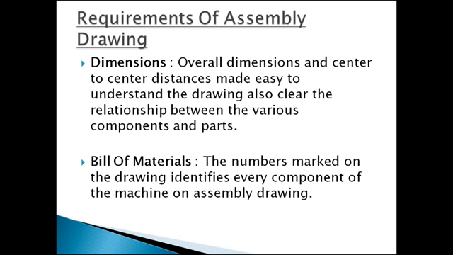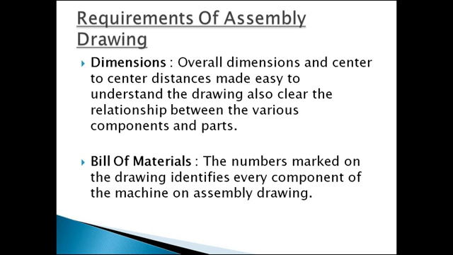So dimensions, only the overall dimensions. Whatever the most important dimensions are, only those we show in an assembly drawing. In a detailed drawing, we show every dimension in detail, but in an assembly drawing we show only those dimensions that are necessary. Okay, if you want to show a center to center distance between two parts, because we have made an assembly of maybe two parts, the distance between the two centers we are going to show in the drawing.